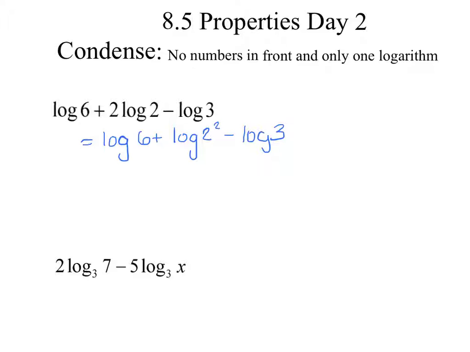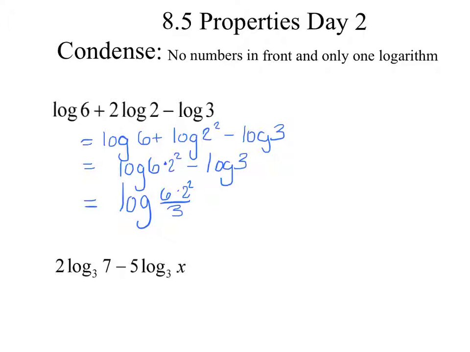So here we go. Let's just do the first two. We have log of 6 times 2 squared. And that'll be minus log of 3. And then the next part can be sometimes confusing for people. When we take that minus sign and do the dividing, you're just going to take what's inside divided by what's inside. There's not going to be any extra logarithms. So we'll have log of 6 times 2 squared over 3.